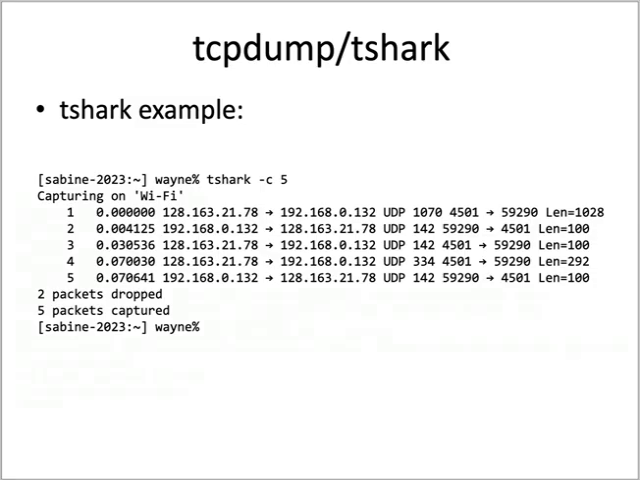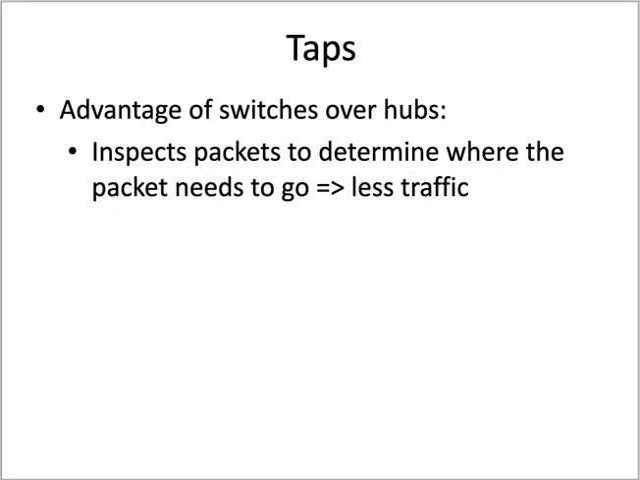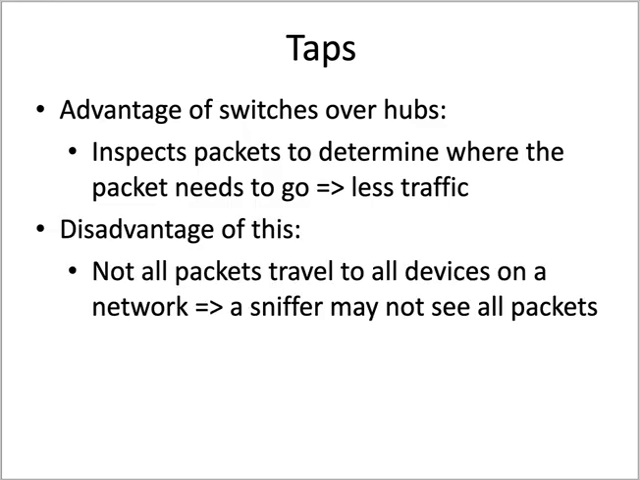Now, sometimes it is necessary to use something called a tap. And what a tap does is it connects to the network and it inspects traffic to determine where the packet needs to go. So there is less traffic with a switch. So in a switched network, a lot of times you can't see all the traffic. And that is the disadvantage. Not all packets on a network. So the sniffer may not see all the packets if you're in a switched environment, which is kind of the modern type of environment to be in.